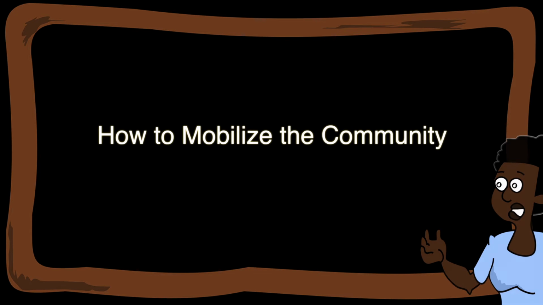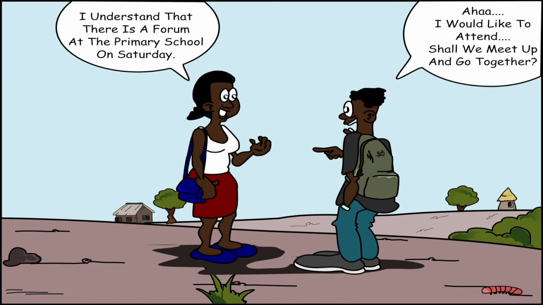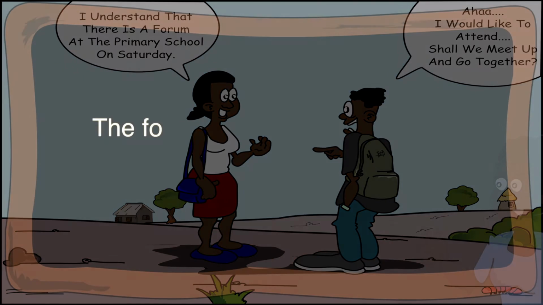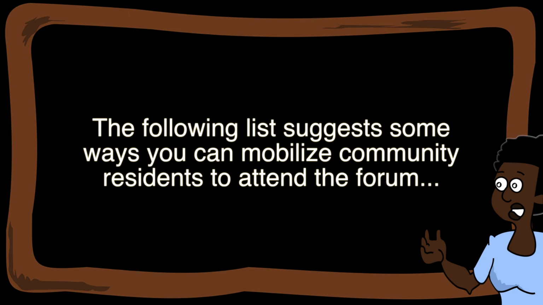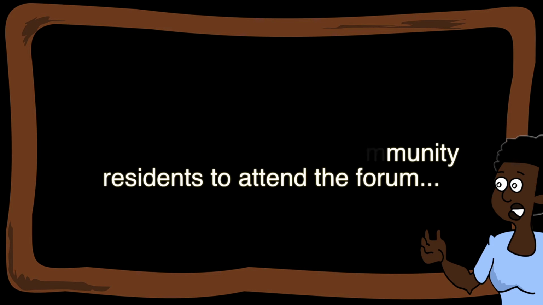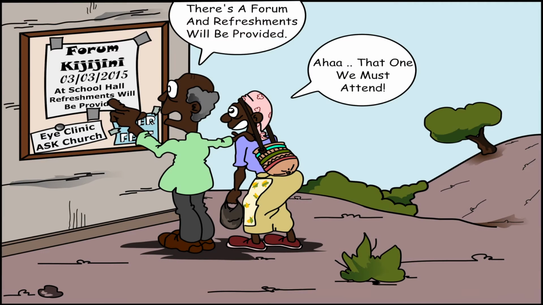How to mobilize the community. Make time to talk to community members to let them know about the forum. The following list suggests some ways you can mobilize community residents to attend the forum. Have your staff members advertise the forum to the residents. Reach out to community gatekeepers and leaders and ask them to share the information with their members.